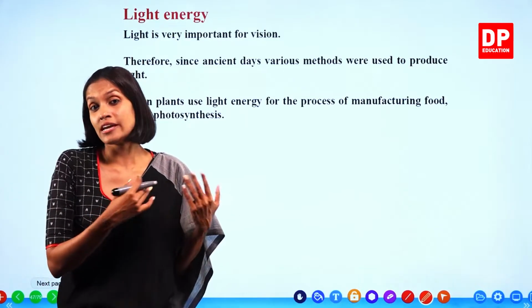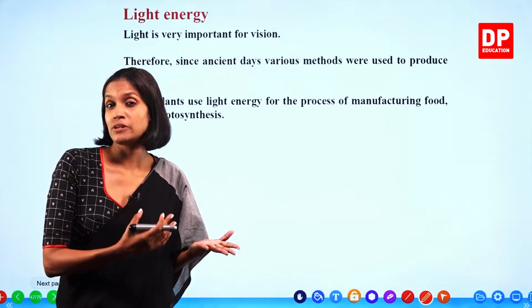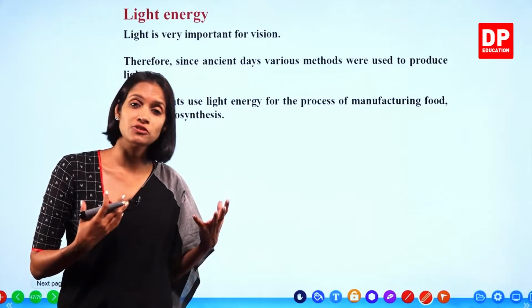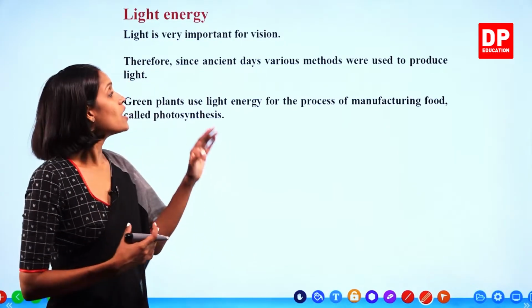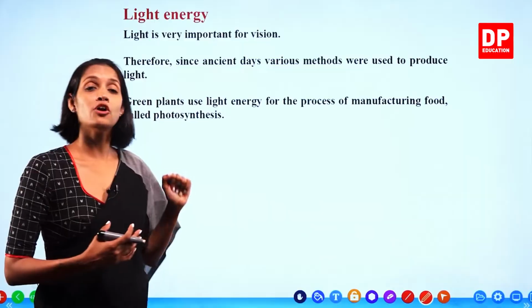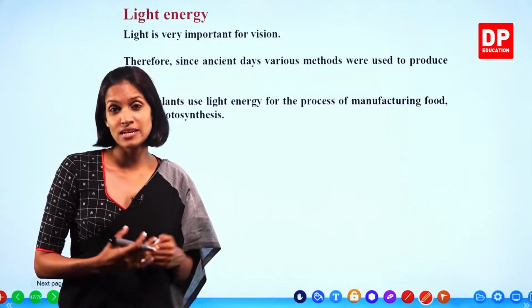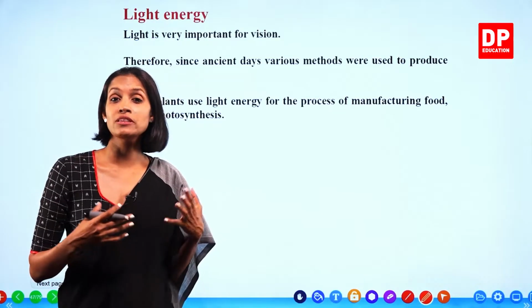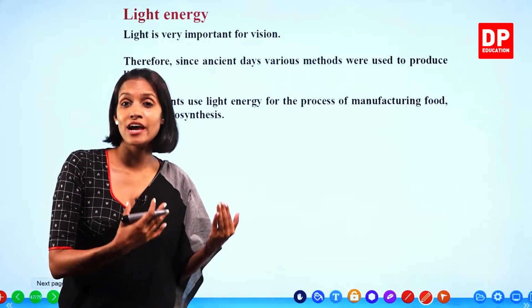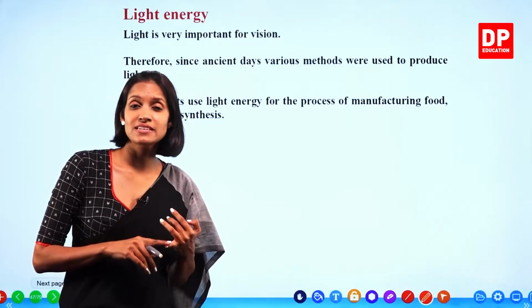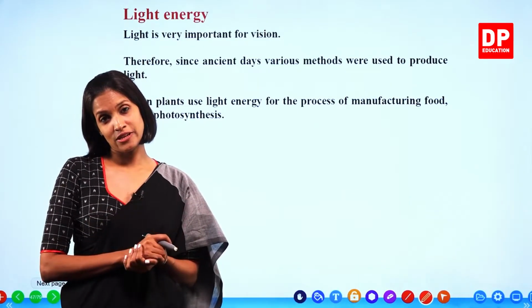But what about the ancient days, children, when people did not have electricity? There was no way to use these type of bulbs, right? So how did ancient people obtain light? Obviously during the daytime they could use the daylight, and during the night time they made lamps with different fuels like kerosene and coconut oil as well.